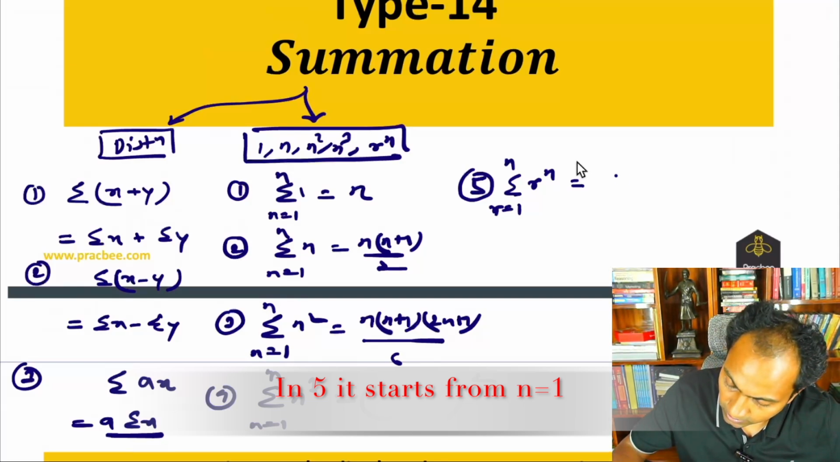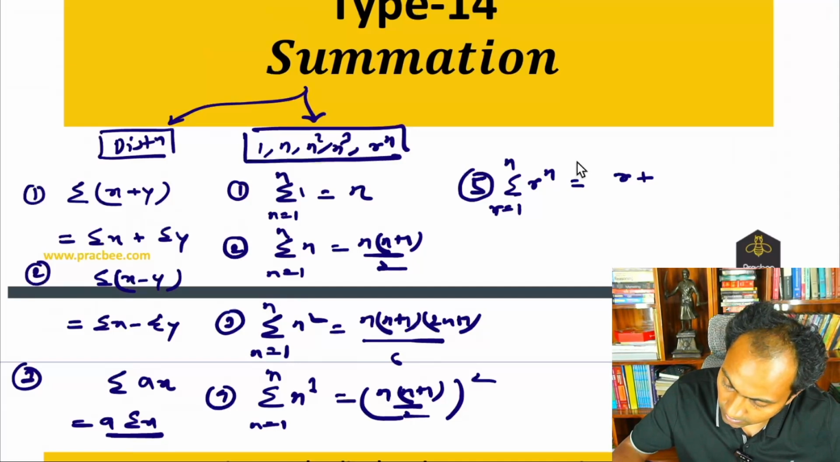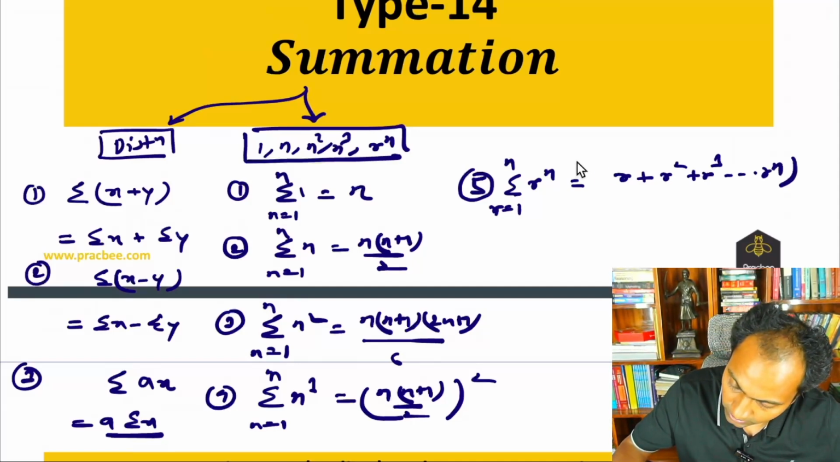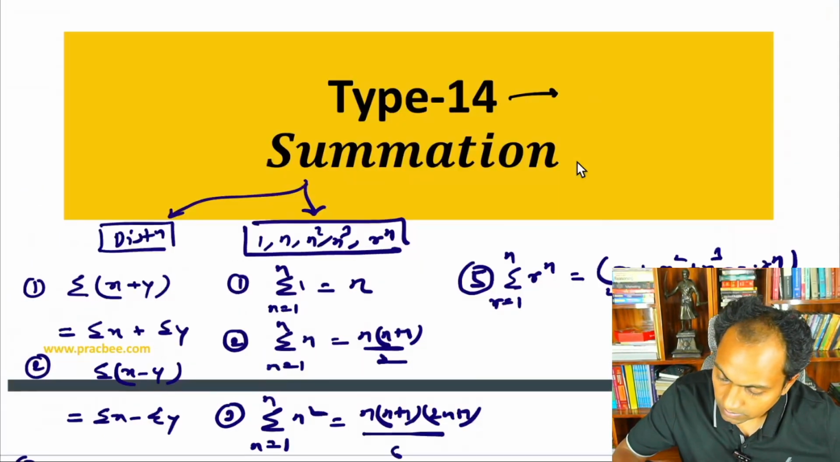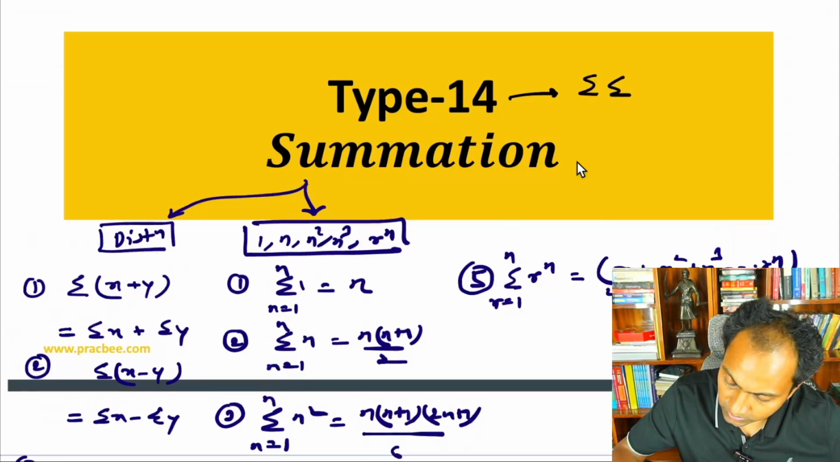So whenever in doubt, you can write it down. If you write it down, it becomes a GP. You can apply the sum of GP to get the answer. Then the last property is based on double summation. If you have double summation involved, where you have two things, let us say r and k, like this is given to us.